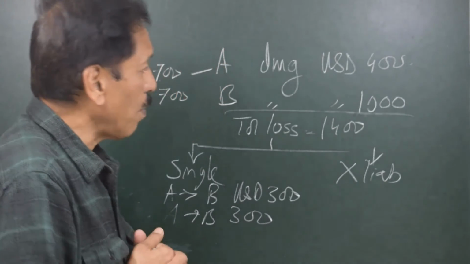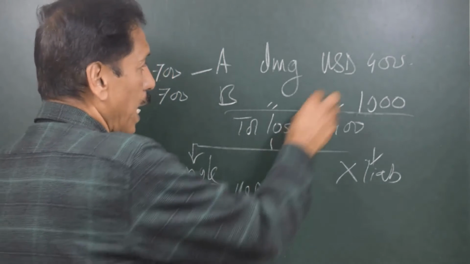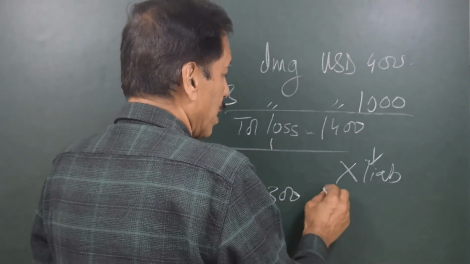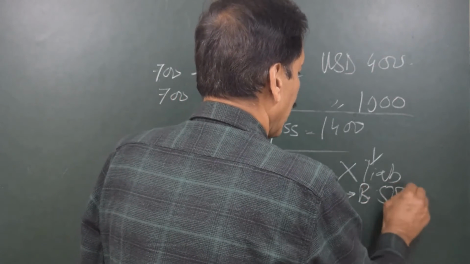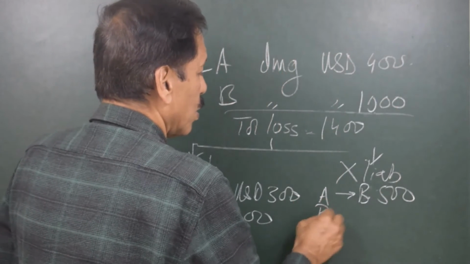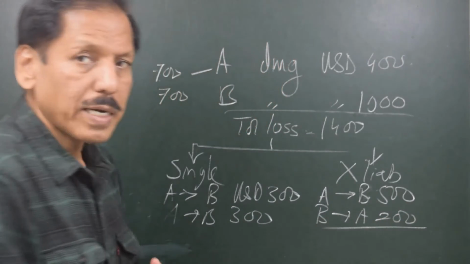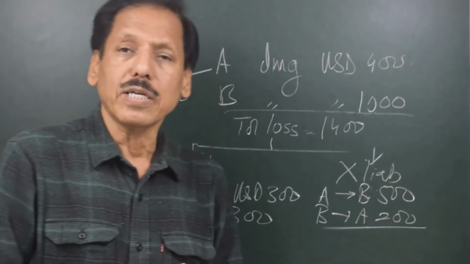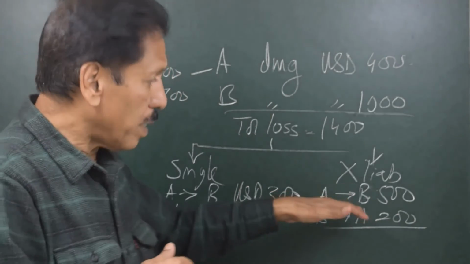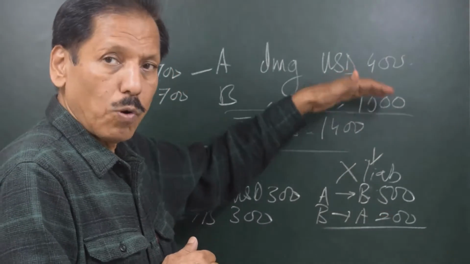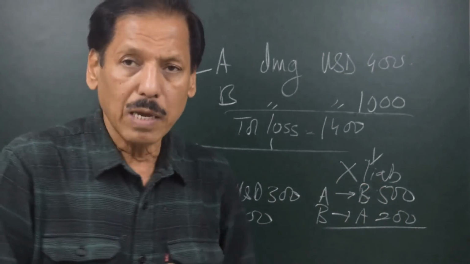Now what is the double liability principle or cross liability principle? Cross liability principle means A is compelled to pay B 500 and B is compelled to pay A 200. The net effect is the same, that means the ship-to-ship transfer is once again 300. But here, instead of money flowing one way, money is flowing both ways. So this is called the cross liability principle.